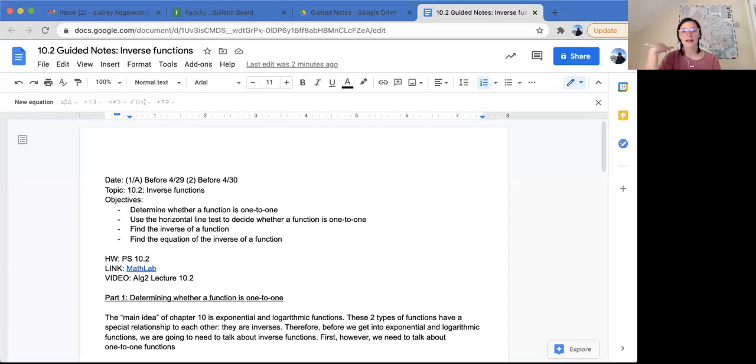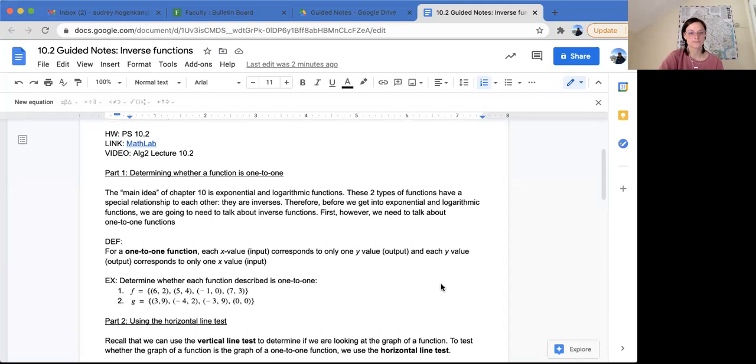Okay, so hello. Today we are going to be talking about inverse functions. We're still not quite into the actual meat of chapter 10, which is log and exponential functions, but we are learning about important parts that will get us there. So today we're talking about inverse functions. Part 1 is determining whether a function is one-to-one.